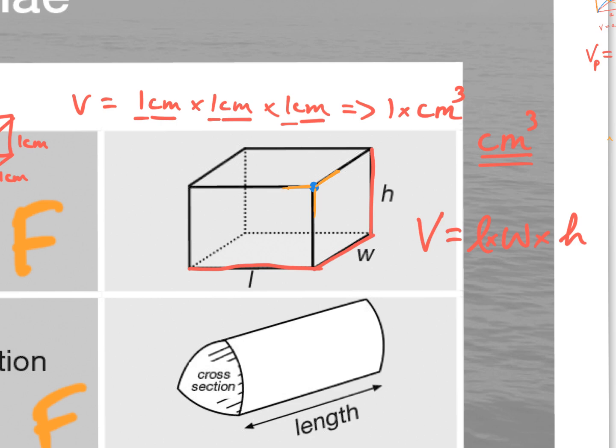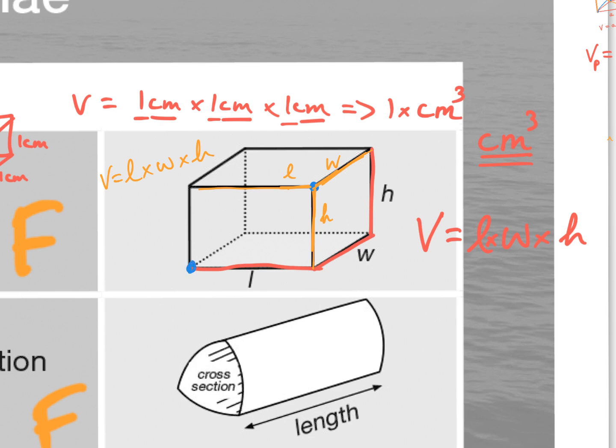So in this case, this one here is L, this one here is W, and this one here is H. So what's the volume? It's just length times width times height. And you can use that nice memory technique here.